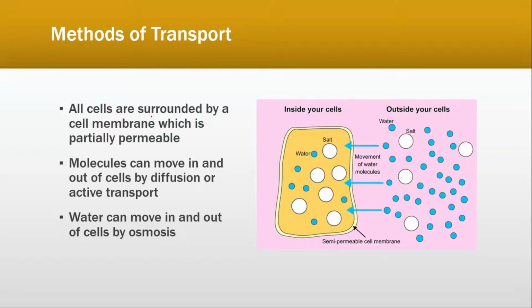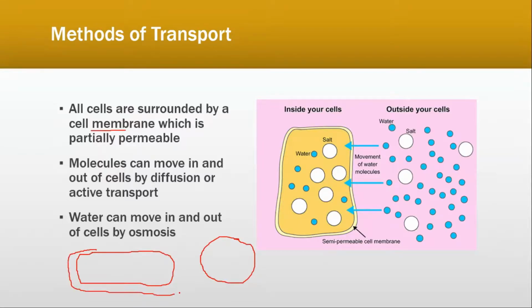All cells are surrounded by a cell membrane. As we studied in cell structure, animal cells have an outermost layer known as the cell membrane. Whereas in plant cells, the outermost layer is the cell wall, and the second outermost layer is the membrane. It is different for animal cells and plant cells, but both of these have a cell membrane.